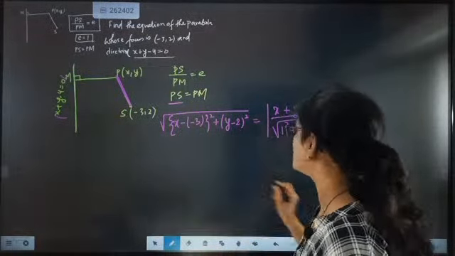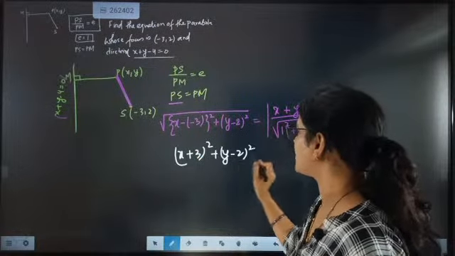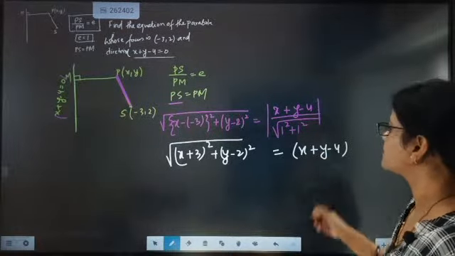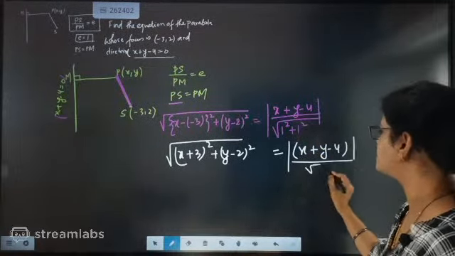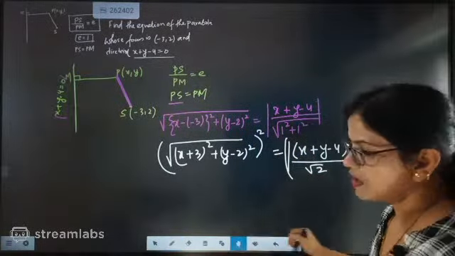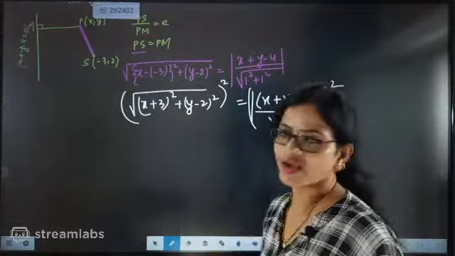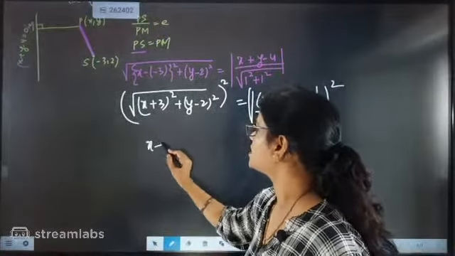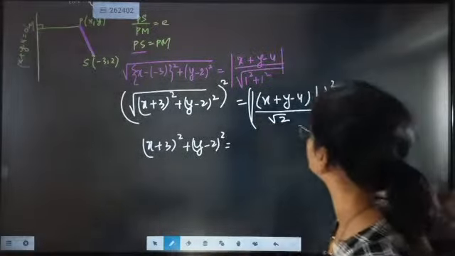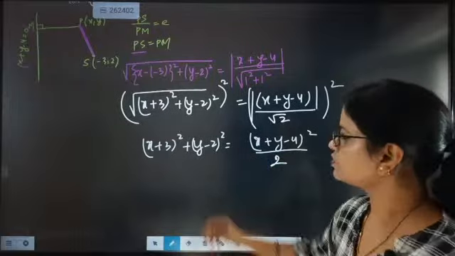So it comes as root under (x plus 3) whole square plus (y minus 2) whole square equals the modulus of x plus y minus 4, divided by root under 2. Squaring both sides, the square cancels the root. So (x plus 3) whole square plus (y minus 2) whole square equals (x plus y minus 4) whole square by 2. Take the 2 to the other side.